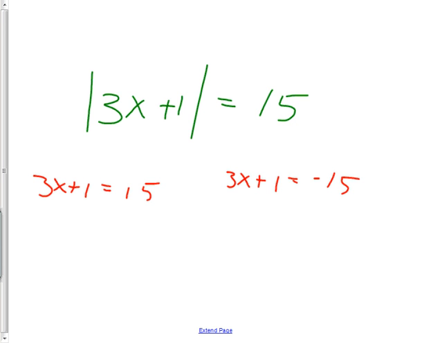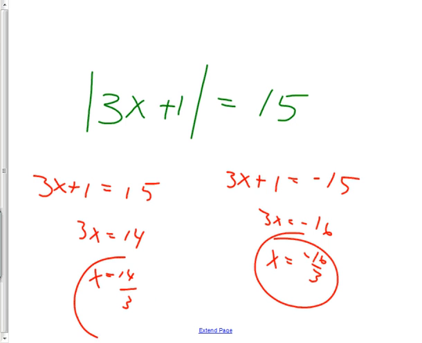And then I'd solve this one over here, subtract 1 from both sides, 3x equals 14, x equals 14 thirds. And over here, subtract 1 from both sides. 3x equals negative 16, and x equals negative 16 thirds. There's 1. There's 2. All right, so that's how you do absolute values.